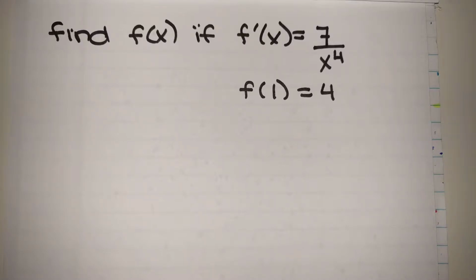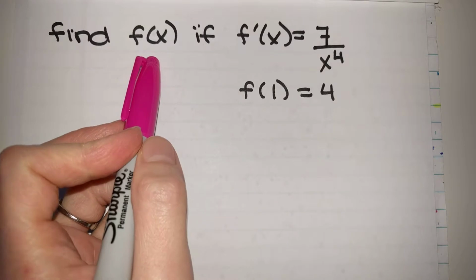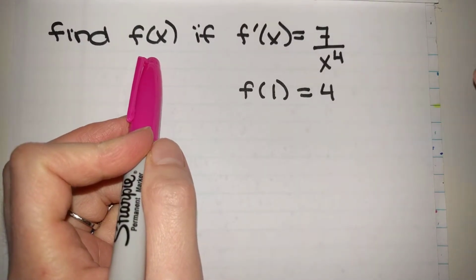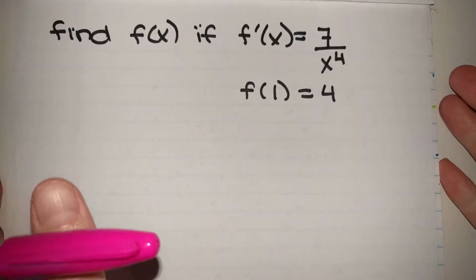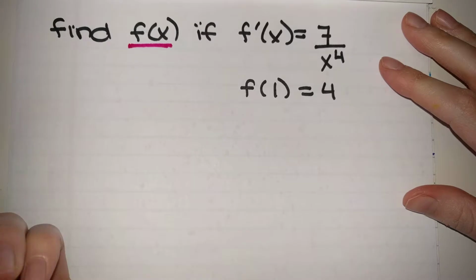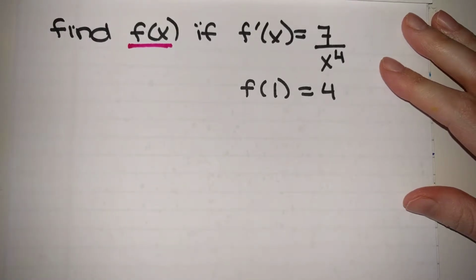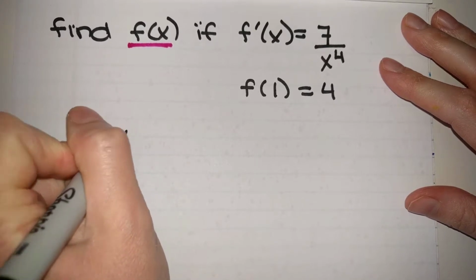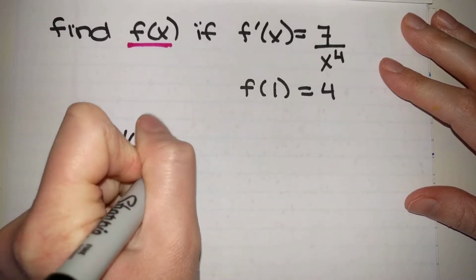All right, so this is such a cool question because what we're trying to do is find the original function f of x when we have the derivative and just one function evaluation, f of 1 is equal to 4. To find this original function f, we have to use the fundamental theorem of calculus, which says that integration and differentiation are opposites of each other.